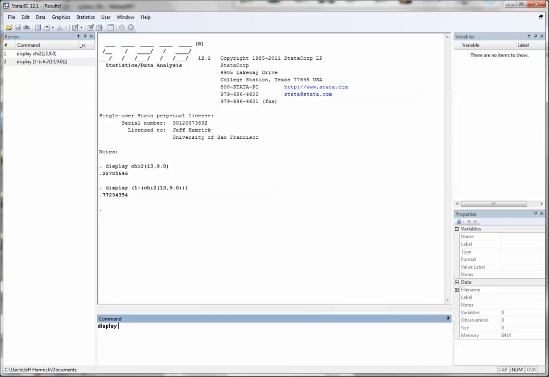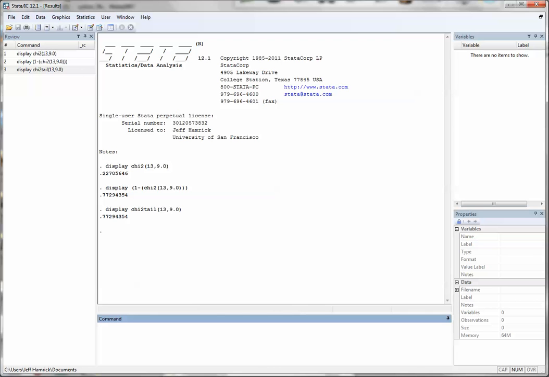There's another way I can proceed though. If I use display chi2 tail and I type in 13 and 9, I actually will get the exact same answer. So kind of idiosyncratically, Stata has two functions for chi-squared distributions, whereas for the student t distribution and the f distribution, to my knowledge, you have to read the probabilities in from the right. That is, from plus infinity down to some particular point.